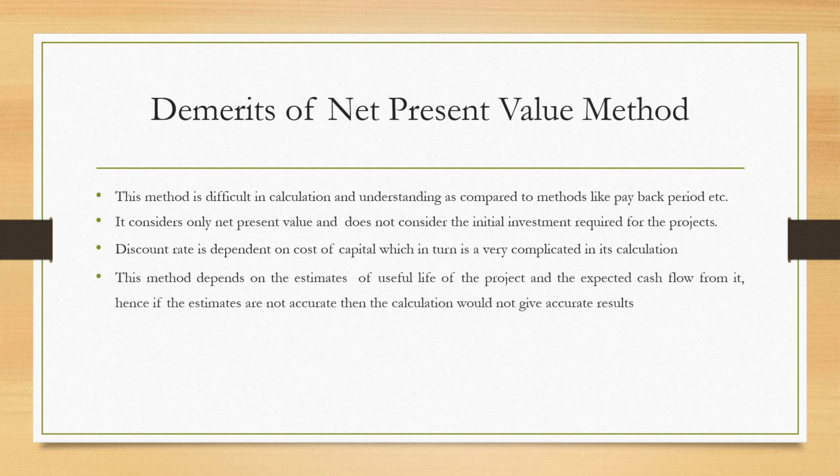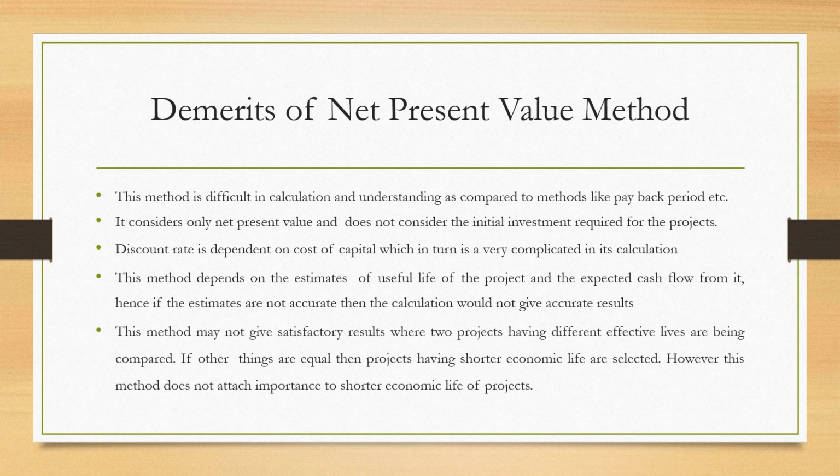The net present value method depends on the estimates of the useful life of the project. Once you estimate the useful life of the project, then you estimate the expected cash flows from it. Hence, if the estimates are not accurate, then the calculation would not give accurate results.